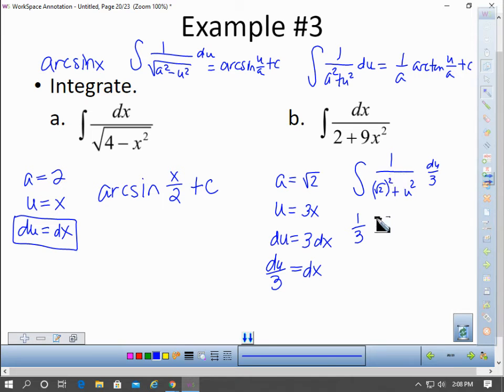So when I do the antiderivative, it's going to be 1/3 times this stuff here, and I can still put my plus c on the outside. So it's still going to be 1 over a, and my a is radical 2, arctan of u over a, and my u is 3x over the a, radical 2. So the final answer is going to be 1 over 3 radical 2. You could rationalize that if you wanted to.